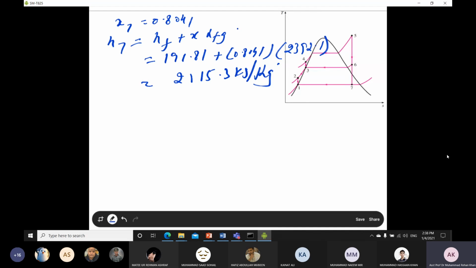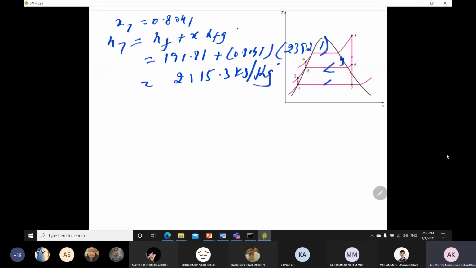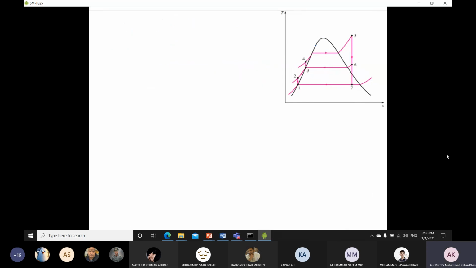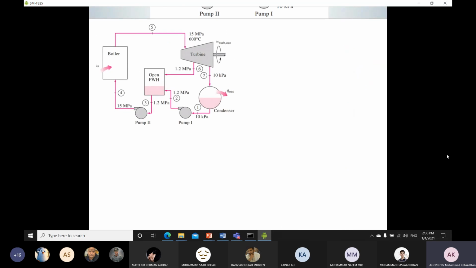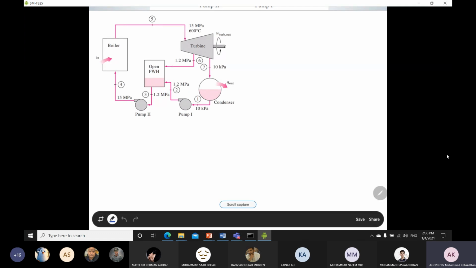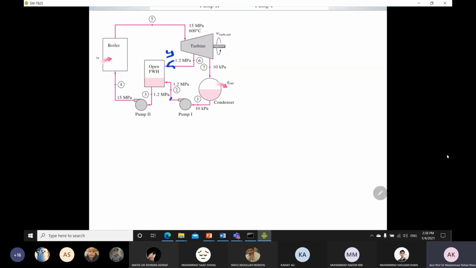Now we have to solve the question to find the fraction of the steam. Our main target is to find this fraction y, which is the bleeded steam. So how do we find the bleeded steam by using the enthalpy values? We will see how to solve it. First we have to look at the schematic diagram. In order to find the fraction y, we already know that this is y, this is 1 minus y, and this is 1.